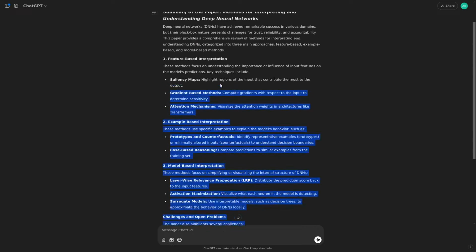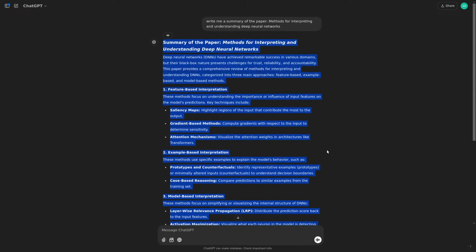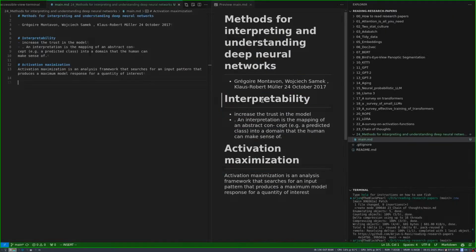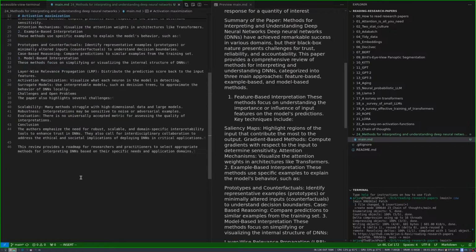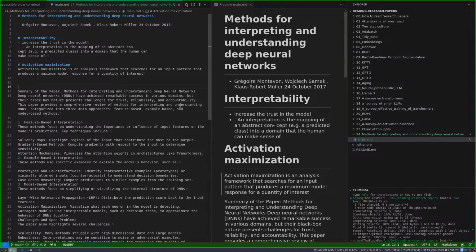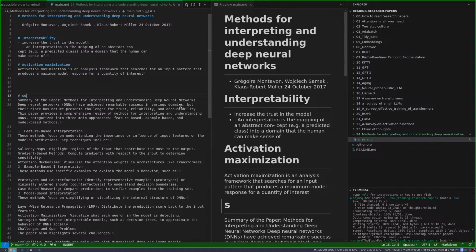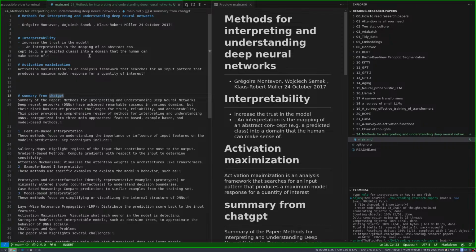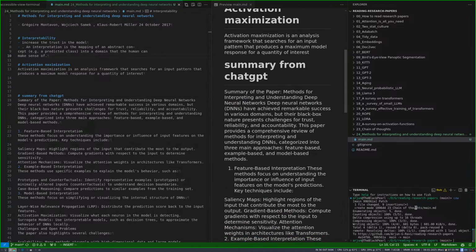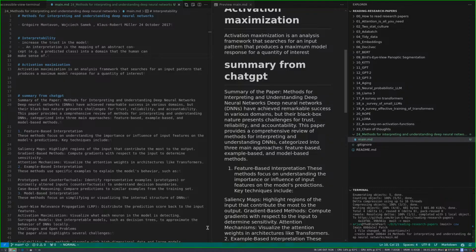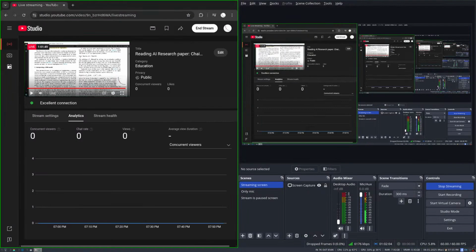I am just going to copy this into this part so that I can read it again soon, like a summary from ChatGPT. Yeah, we will read that later. So I think I'm going to end the stream right now, and thank you for watching.